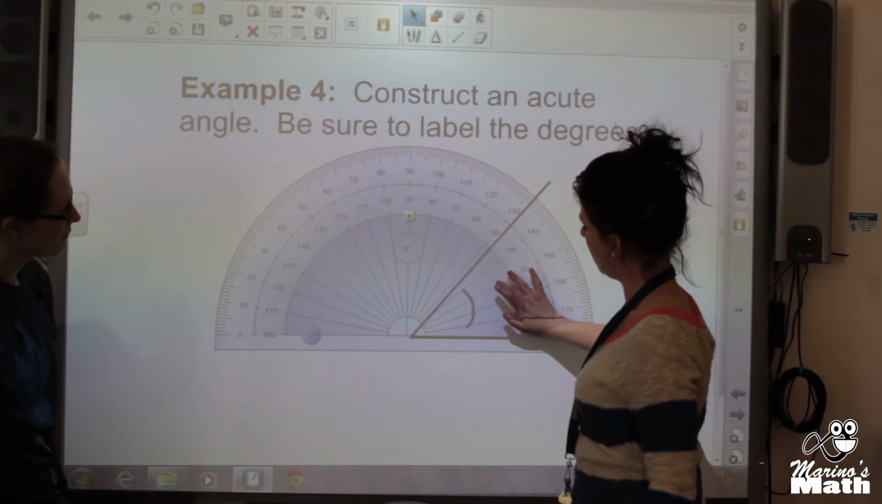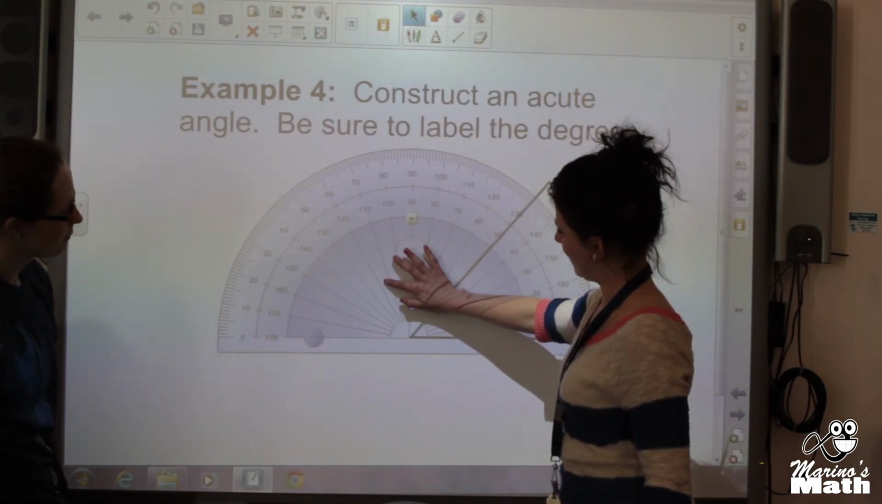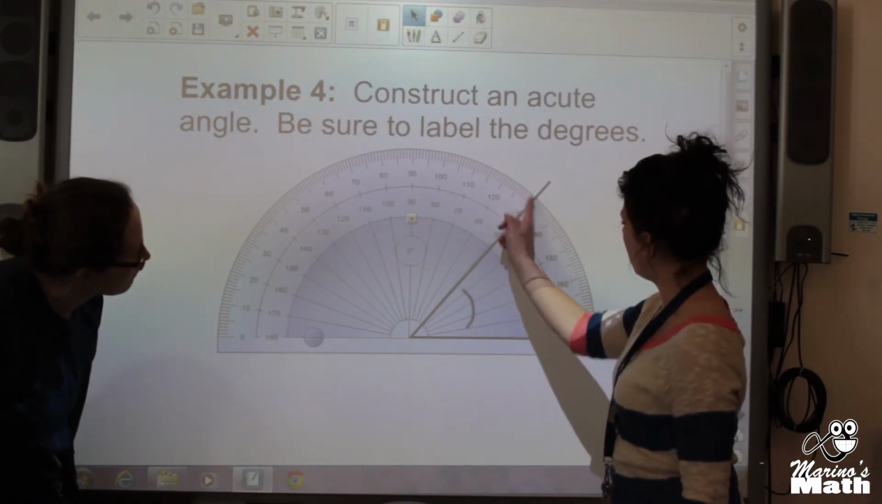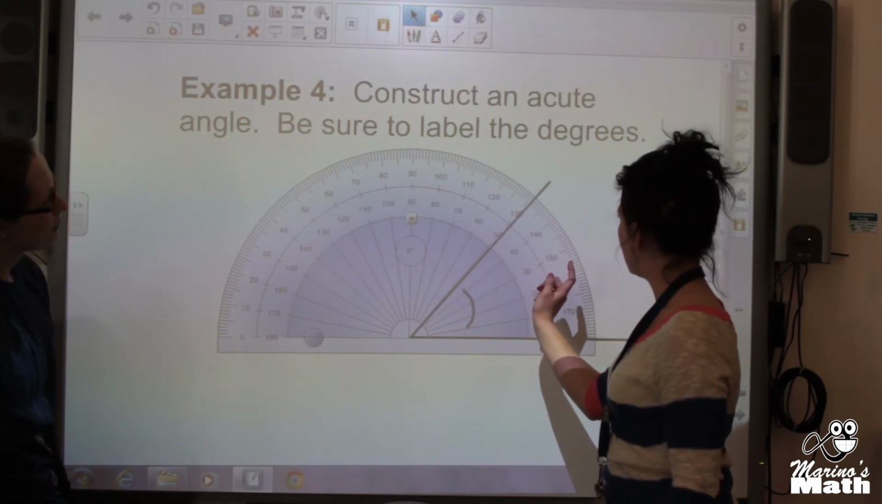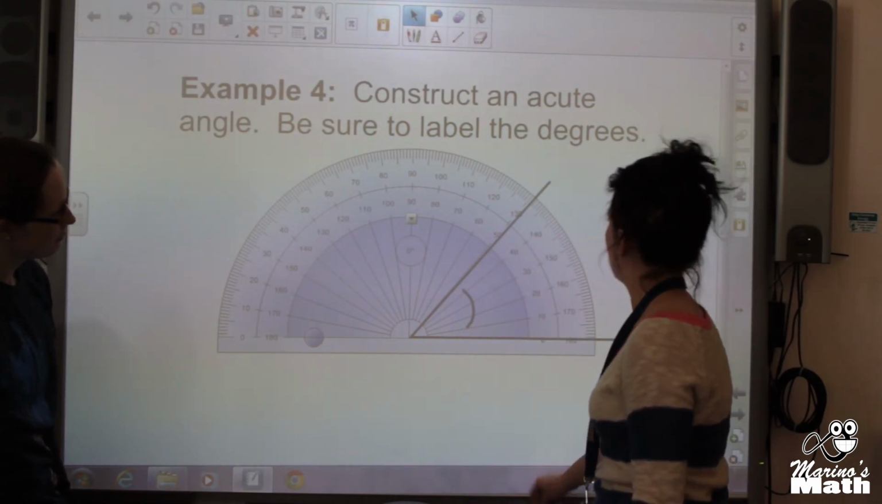Line it up. There we go. And I'm going to look and see how many degrees it measures. And it looks like it's about 49 degrees. It's almost 50, but not quite.